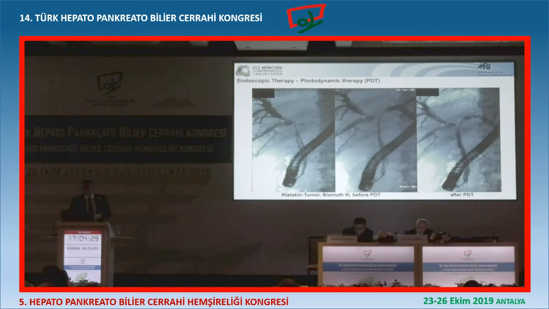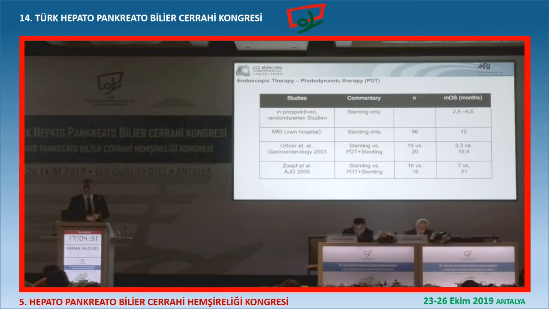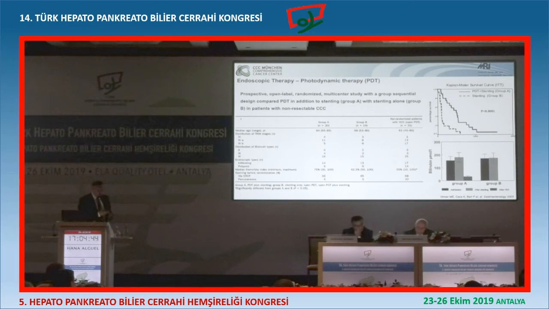Of course, there are many studies, not many, but some studies that try to compare photodynamic therapy to stenting alone. The biggest one was Ortner, Gastroenterology in 2003, and they could really nicely show that photodynamic therapy can increase the survival in patients with a Klatskin tumor significantly when photodynamic therapy and stenting were combined, while stenting itself was not as efficient.